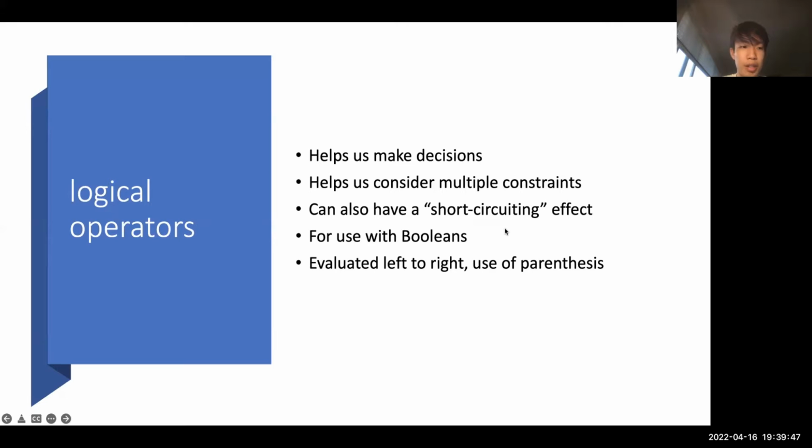One specific logical operator may also have a short-circuiting effect, and I'll explain it in more detail later on, but that's with the AND operator. Basically, unless you specify for the computer not to do so, the AND operator looks at the first Boolean, and then it doesn't go on if the first one is false.